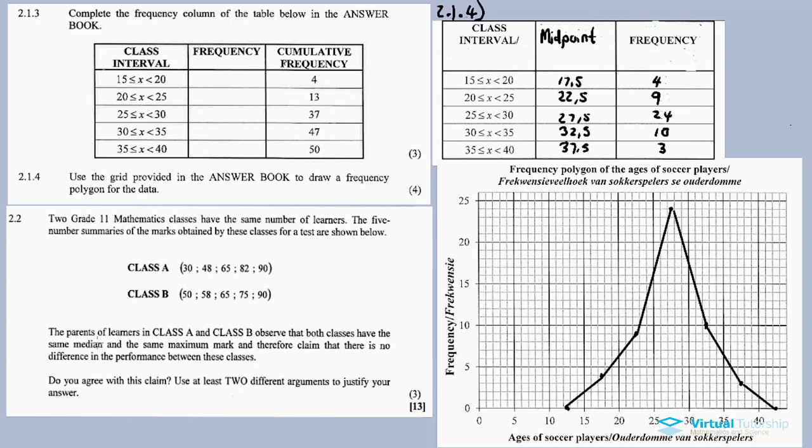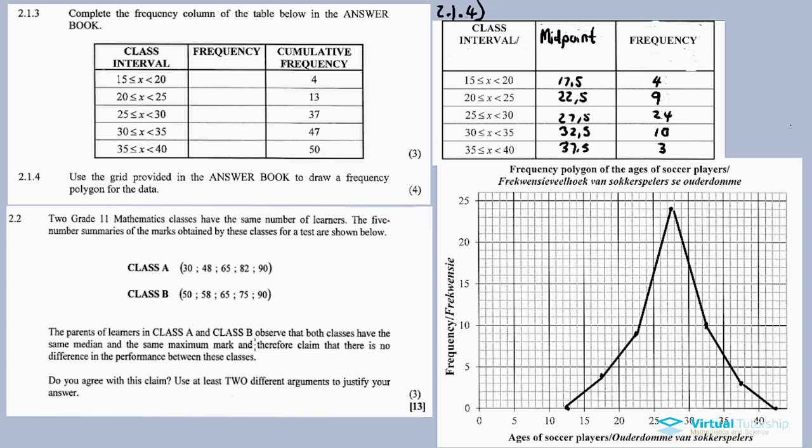And then the parents of the classes A and B, right? Let's say the principal was called by the parents for a meeting, and then the principal arrived with the statistics for both classes, but the stats were summarized using the 5 number summary.